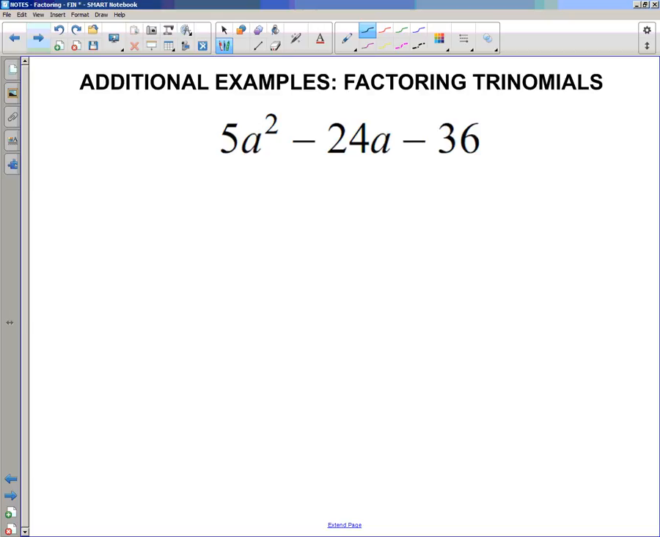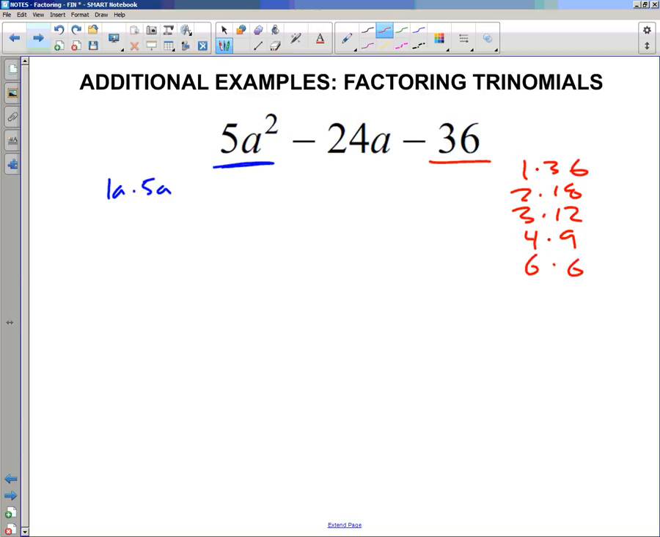Okay, next example. We've got 5a squared. So let's start by writing down how we could get that. I could multiply 1a times 5a, and that's pretty much it. So we've only got really one option there. For 36, we can get a 36 by multiplying 1 and 36, 2 and 18, 3 and 12, 4 and 9, 6 and 6.